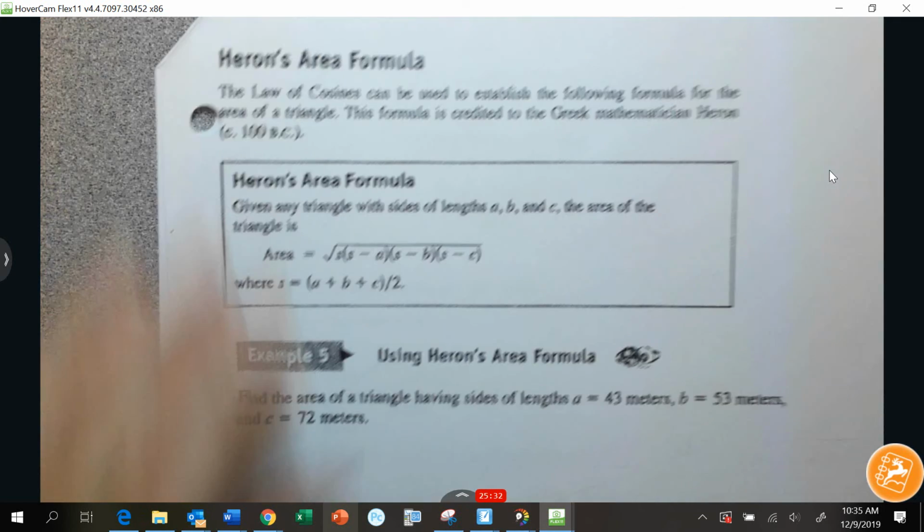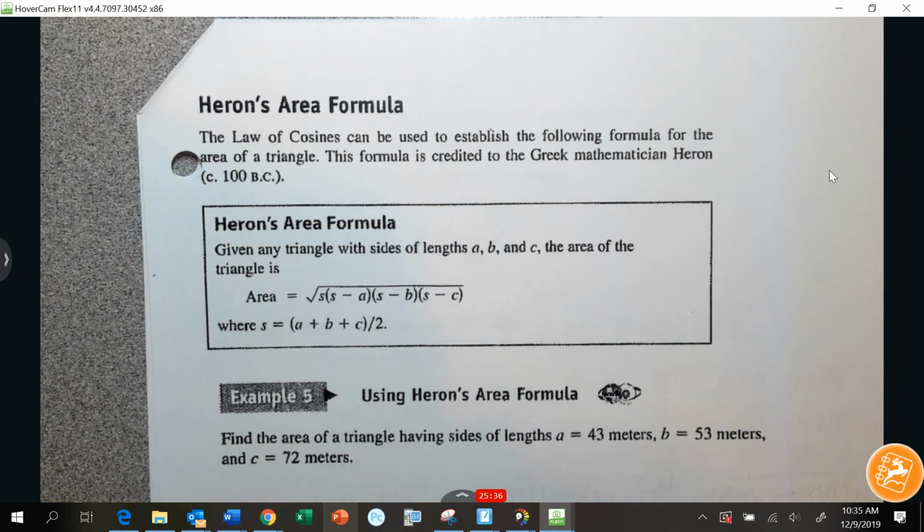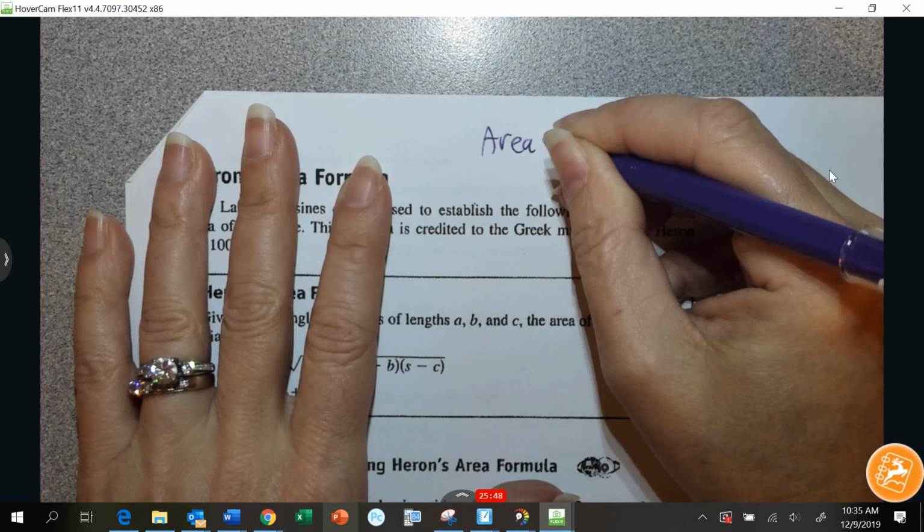All right, this is the last thing. Yesterday, whenever I had you last, we learned a formula for finding the area of a triangle using SAS. So do you guys remember the area using SAS?